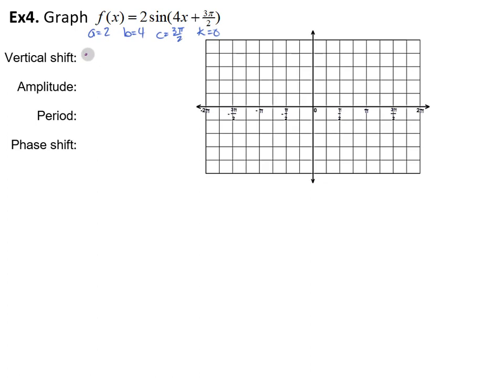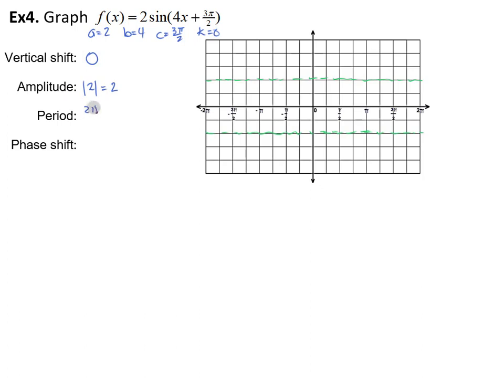Find A, B, C, and okay, in this case there is no vertical shift, so we don't need to mark a new center. But my amplitude is the absolute value of 2, or 2, so we can go up or down 2 units at maximum. Okay, so there's my markings, up and down 2 units from the center.